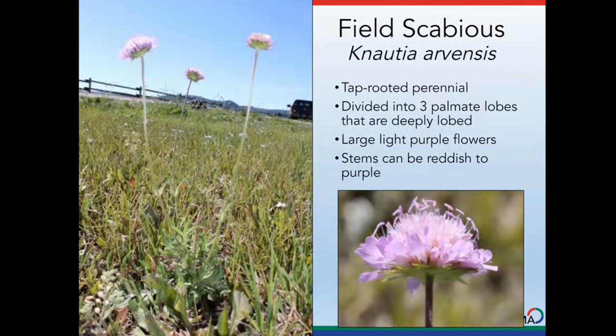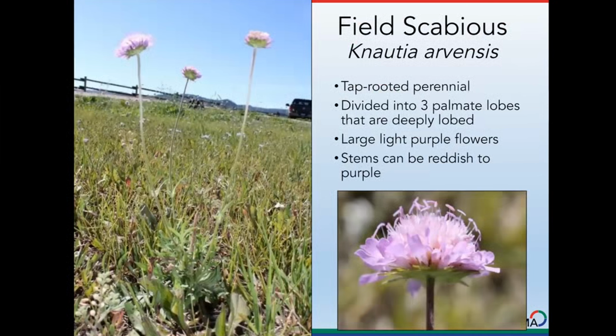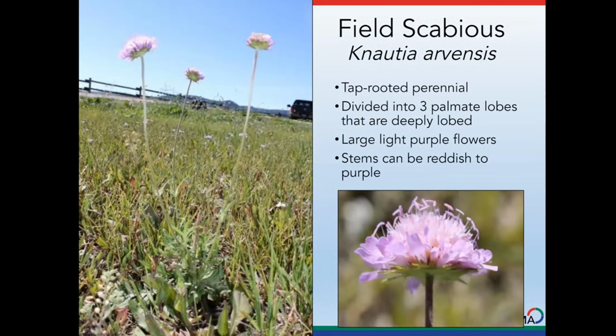Field scabious, Knautia. This is a species that I was first introduced to at the Calgary NAISMA meeting many years ago, and since then have actually found in my county, which is less than desirable, but I'm glad we found it when we did. It's a perennial with a very large, significant, woody taproot, and the leaves are divided into 3 palmate lobes that are deeply lobed. It has a large light purple flower.